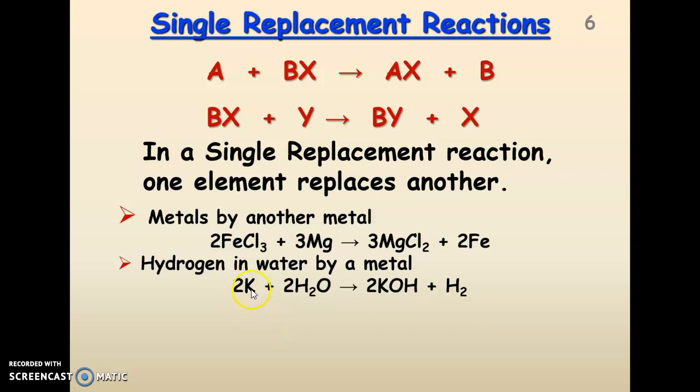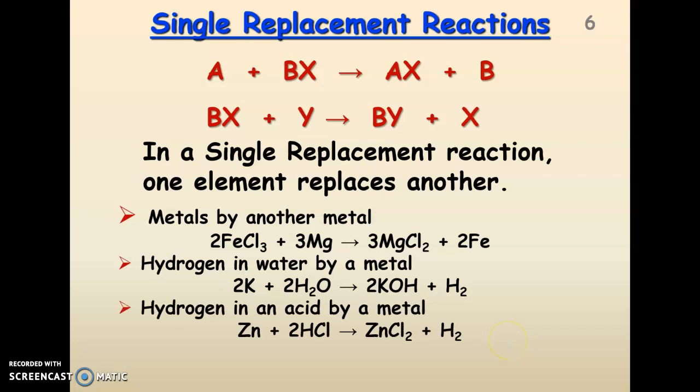Okay, hydrogen can be replaced by a metal. So here's potassium, which is a metal, and it kicks hydrogen out of the water, and so afterwards you get potassium hydroxide and hydrogen gas. Hydrogen in an acid can also be replaced by a metal. A pretty common example of that is zinc metal can replace hydrogen in hydrochloric acid, and that makes zinc chloride and hydrogen.